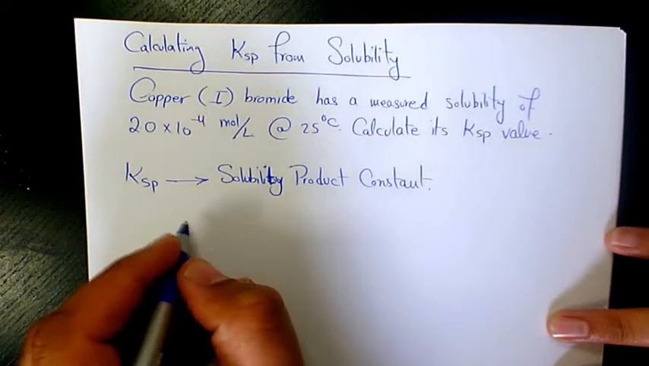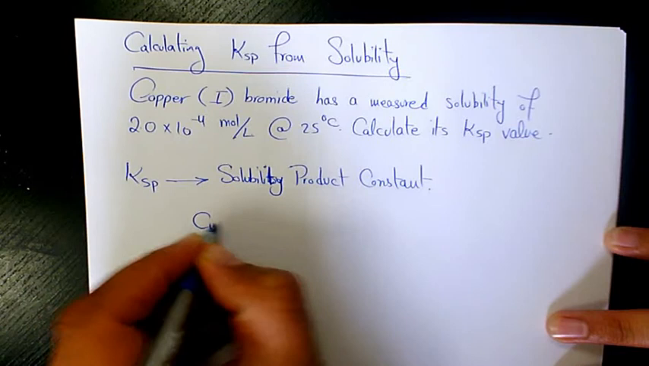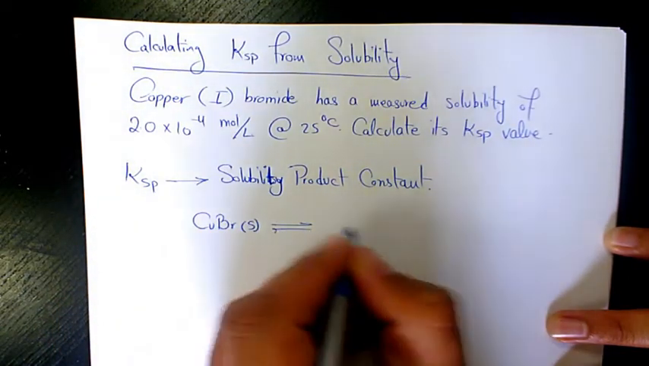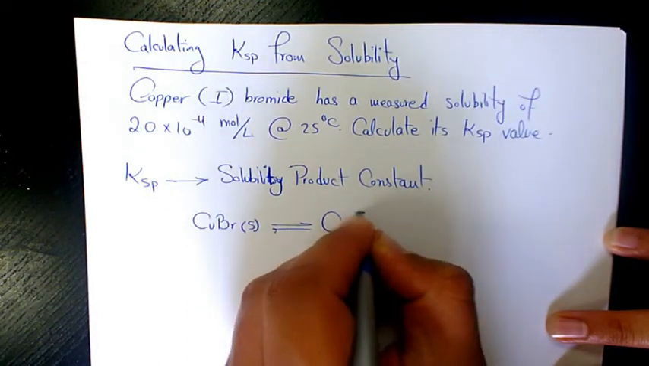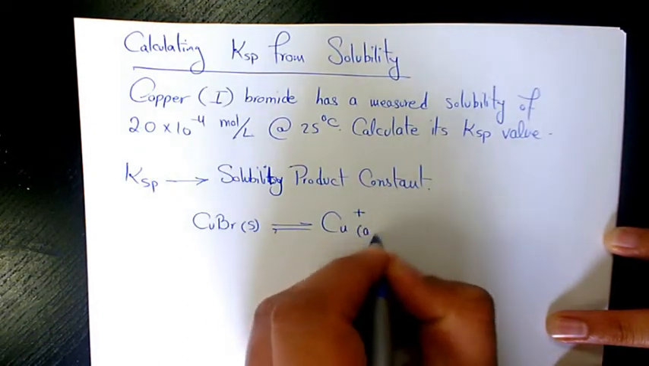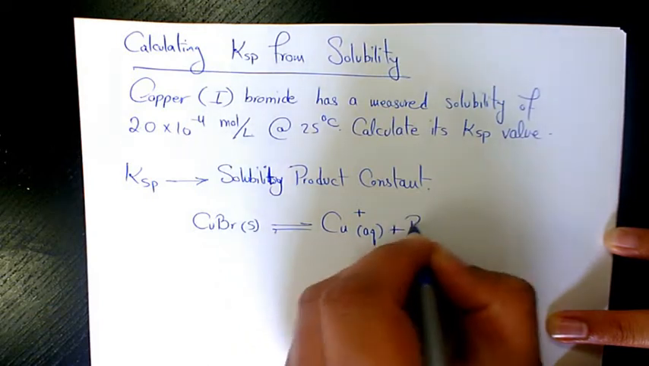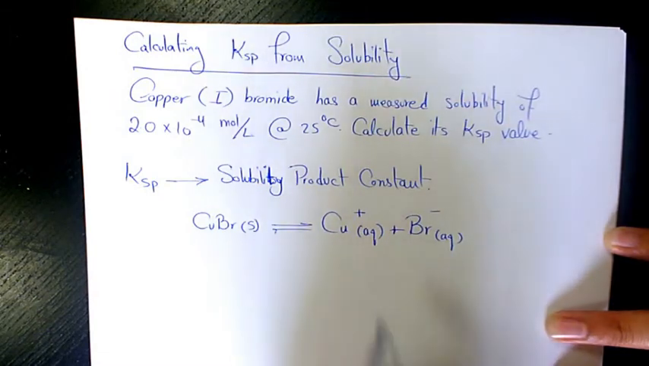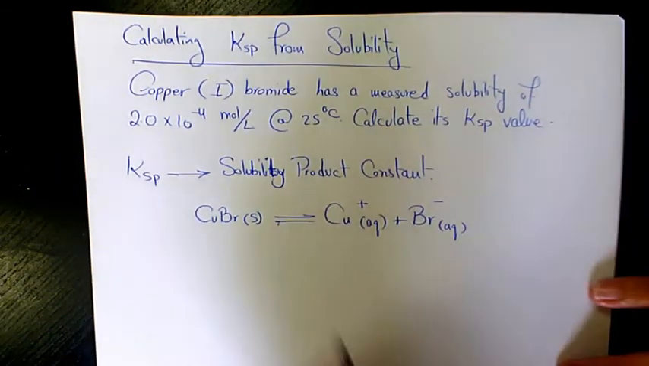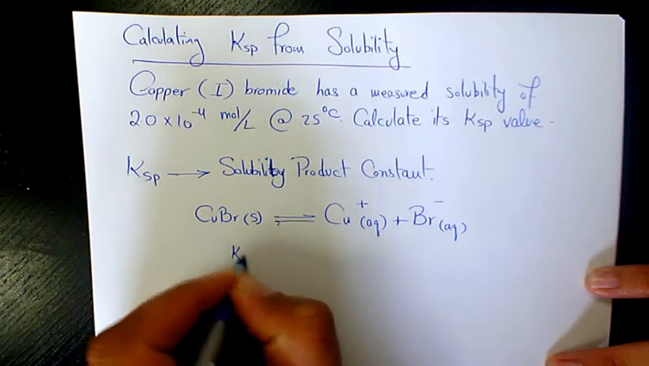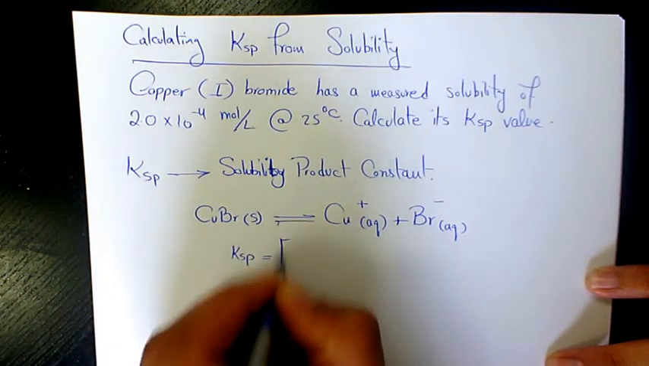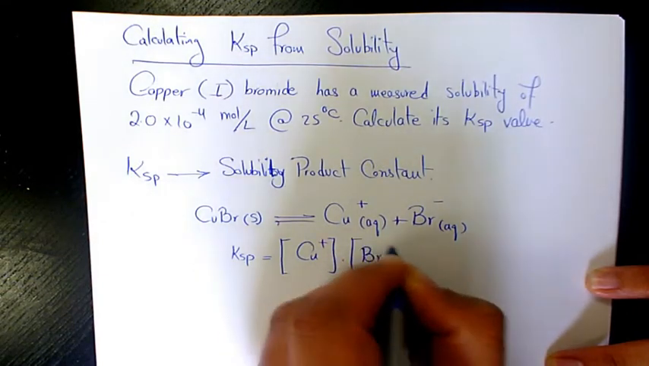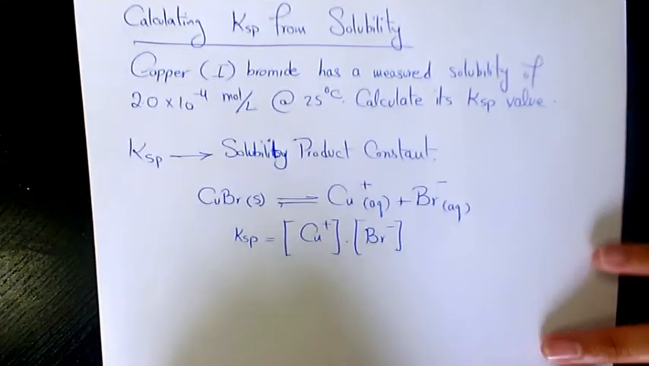We have copper 1 bromide, which is CuBr, that's in solid phase. When it dissolves, it's gonna generate Cu plus ions and bromide here. So we have cation and anion in here, and we can say KSP is going to be equal to the concentration of Cu plus times concentration of Br minus at equilibrium condition.